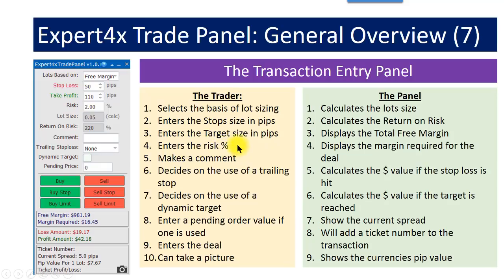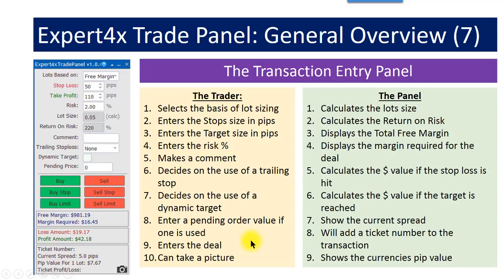How much of your account do you want to risk on this particular trade? There's a provision for a comment if you want to make one, and you can then decide on whether you're going to be using trailing stops and which kind of trailing stops you will use. You can also decide whether to use a dynamic target which follows the price when the transaction is going negative.